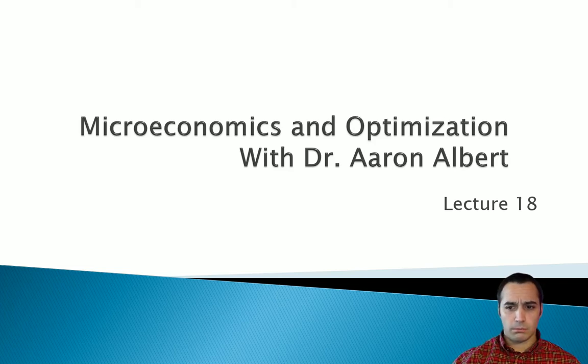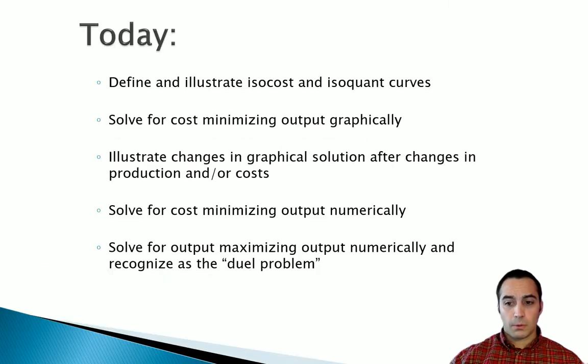Let's learn some econ. So today we're going to go through and actually fully solve the producer's problem. That's going to begin with defining and illustrating formally the isocost and isoquant curves we saw a couple lessons back. We'll talk about cost minimization in a graph. We'll show how if you change your isocost or your isoquants, that'll change your solutions in a graph. Then we'll show how we go about solving for the cost minimizing output numerically. And then we'll talk about the dual problem.